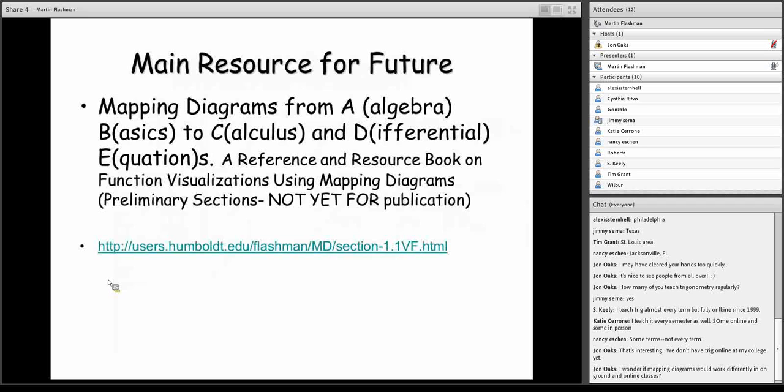I'm going to mention first of all, as a reference, that I've been working on a resource for the future called Mapping Diagrams from Algebra Basics to Calculus and Differential Equations, and you can use this link, which I think will be on the link page, to get to the first section of that. Those materials are going to be free, open source materials about everything you ever wanted to know about mapping diagrams, and maybe a little bit more.